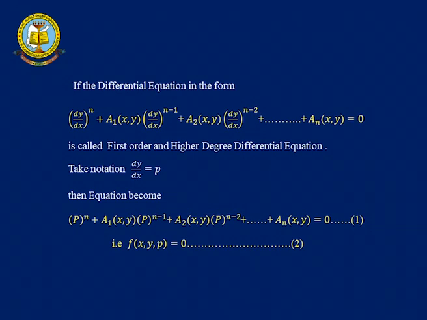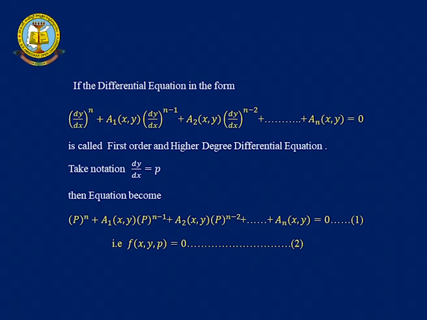In this chapter we use one notation: dy/dx = p. Please remember that p is nothing but dy/dx. So in place of dy/dx we write p. Then the equation becomes p^n + a1(x, y) p^(n-1) + a2(x, y) p^(n-2) + and so on, plus an(x, y) = 0. Let us call this equation 1.